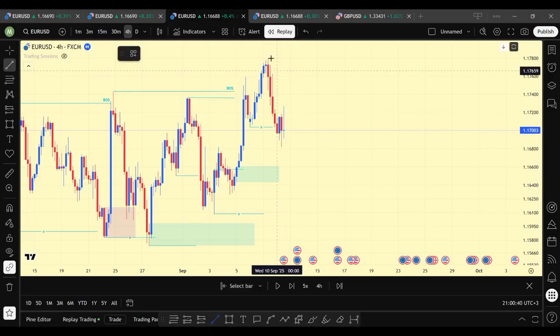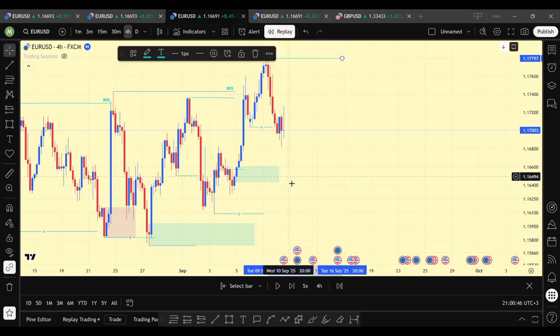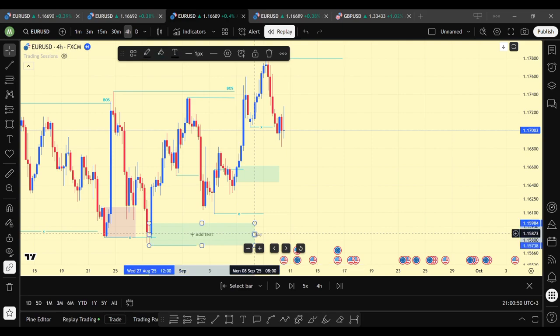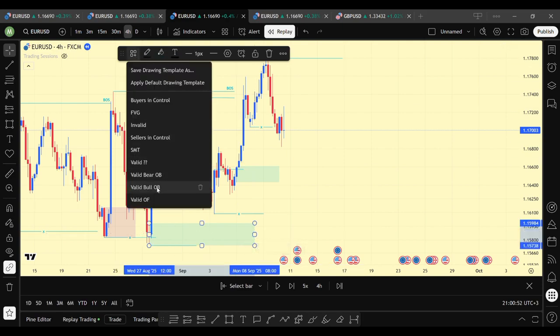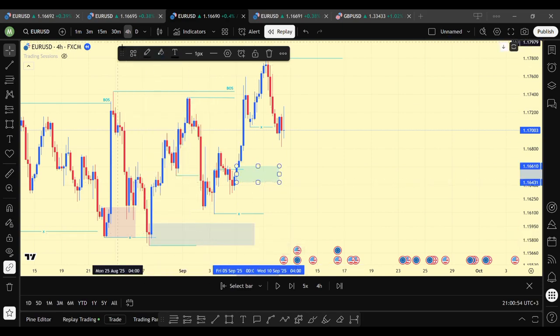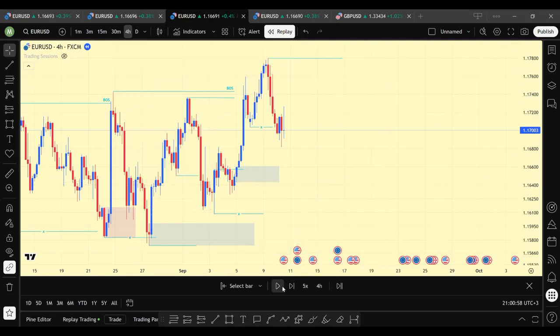Now let's see where price will be reversing from. Will price reverse after the mitigation of this decisional, after the sweep of the engineering liquidity, or after the mitigation of this extreme order block? So I'll be using these colors to represent valid bulls or bears. And so, let me run price.